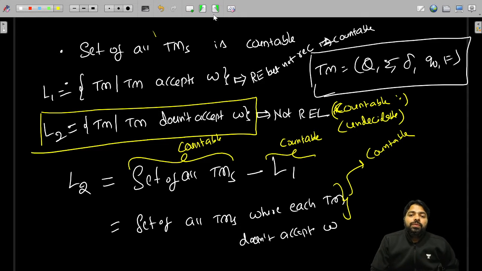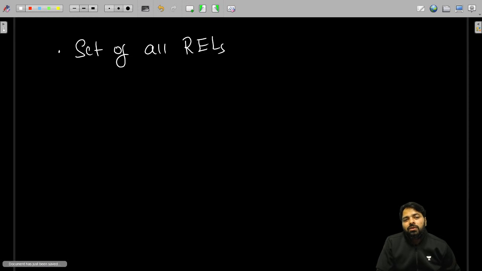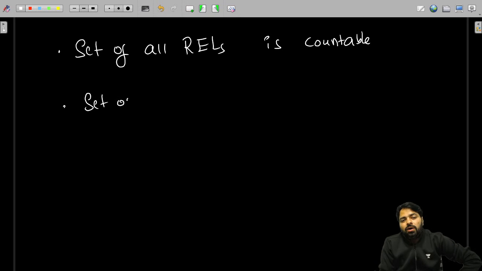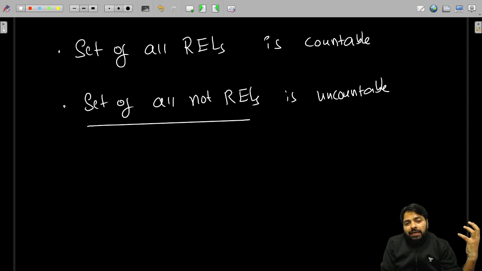Okay, so now I'll talk about this. One example for those people who want more examples: the set of all RELs. No doubt it is countable, because for every REL we have some mapping, right? We have a Turing machine, no doubt. But when you talk about the set of all not RELs, you cannot. Why? The set of all not RELs, can you understand? This is going to be uncountable. What is the reason behind it?